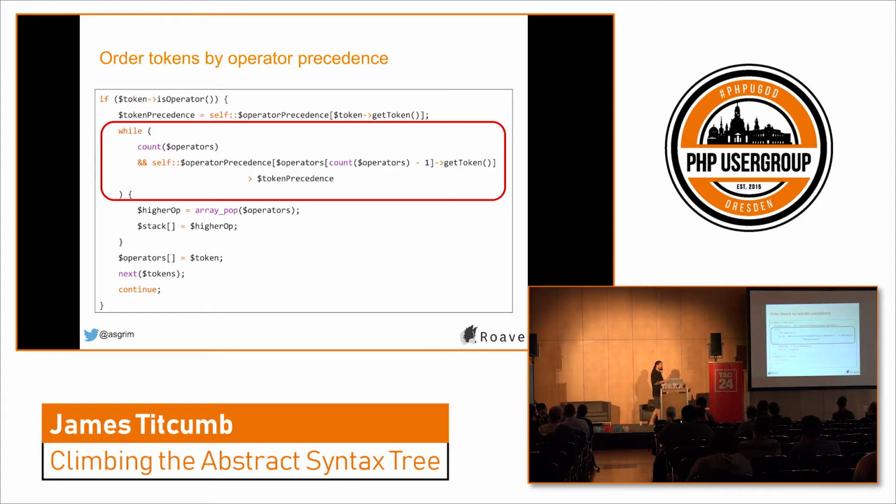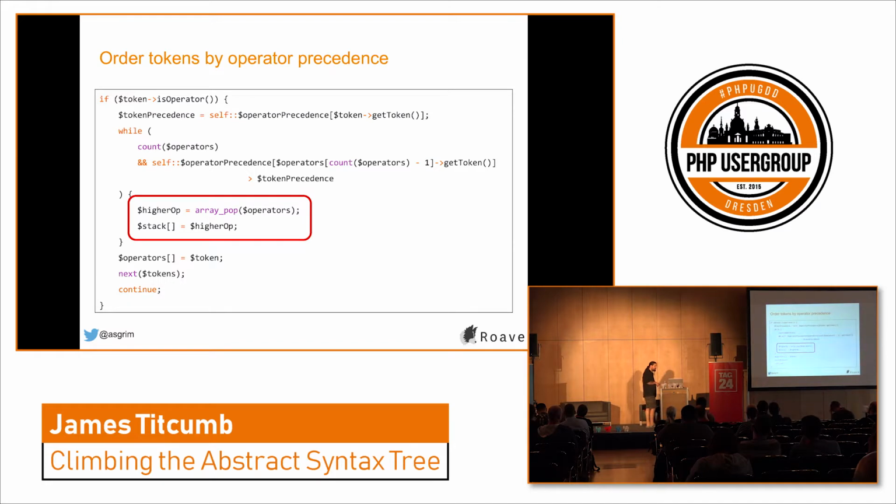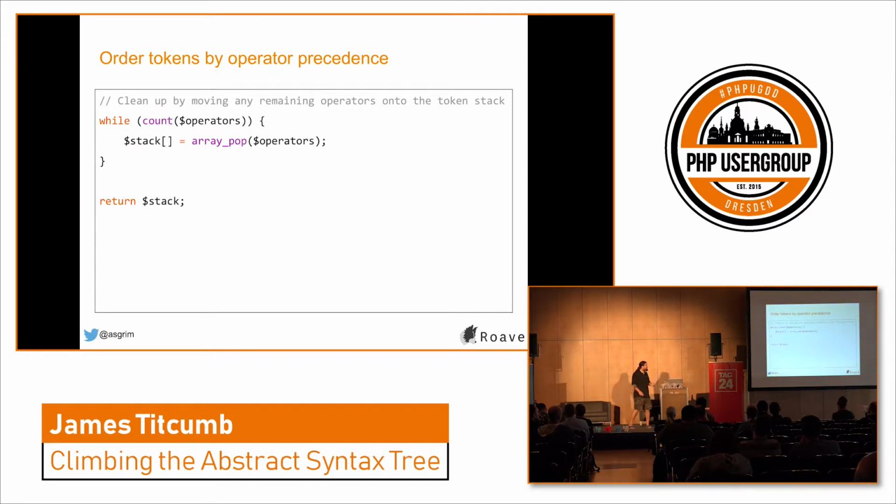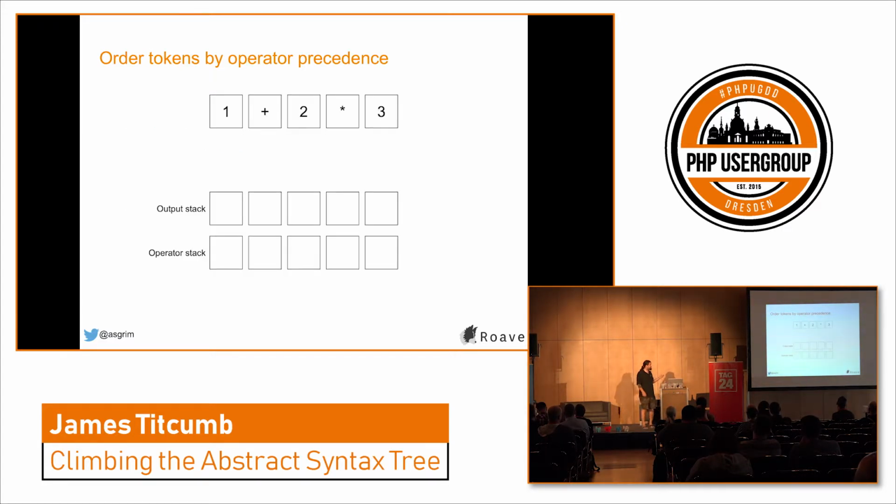However, on each iteration, we have to loop through the operator stack from the end, going backwards. And if we find something with a higher precedence, it's usually going to be the first thing, then we're actually going to pop it from the operator stack and push it onto the output stack. Okay? And finally, any operators that are left hanging around in the operator stack, we pop them off and put them onto the output stack. Okay? And then we return the stack.